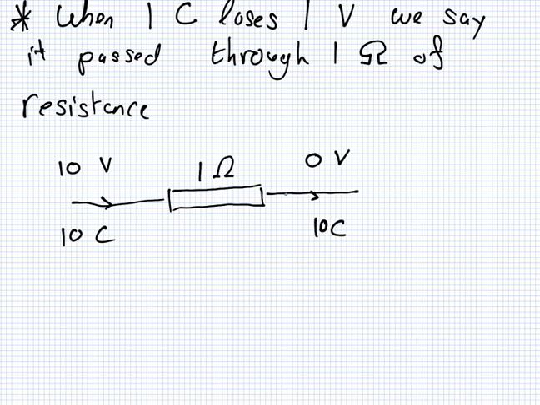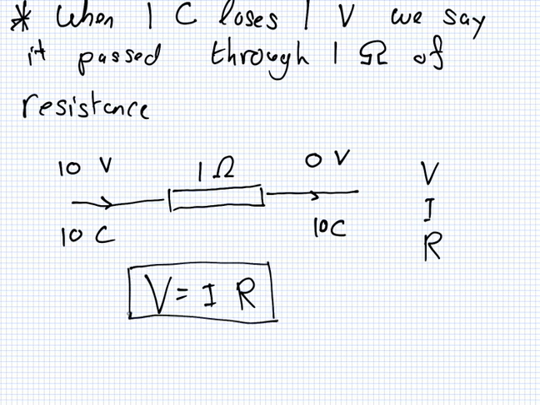So we need a formula to relate the voltage, the current, and the resistance. And actually the formula you can get from the definition is just this: V equals IR. Most books call it Ohm's Law, although it really isn't, but I'll call it Ohm's Law. So it's a way to relate the voltage, the current, and the resistance together.